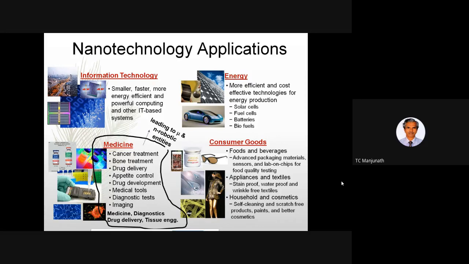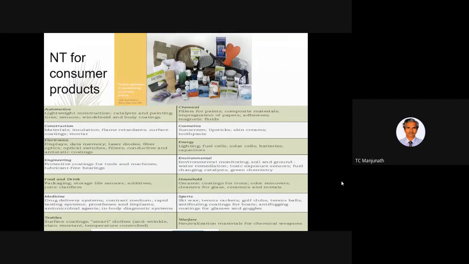So nanotechnology for consumer products: one is automotive, one is construction, electronics, electrical engineering, and food and drinks. When you chew food, it will be broken down into a number of smaller particles. It might get stuck in the teeth or it might go to the digestive system, etc. Then medicine, textiles, chemicals, paints, cosmetics, energy, environmental, household, sports, then warfare, etc. So nanotechnology finds a brief application in each and every field in the modern-day world.